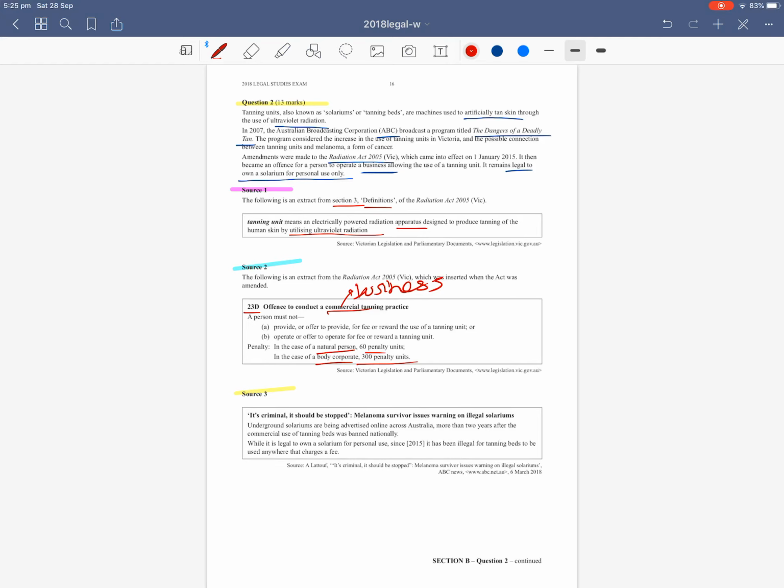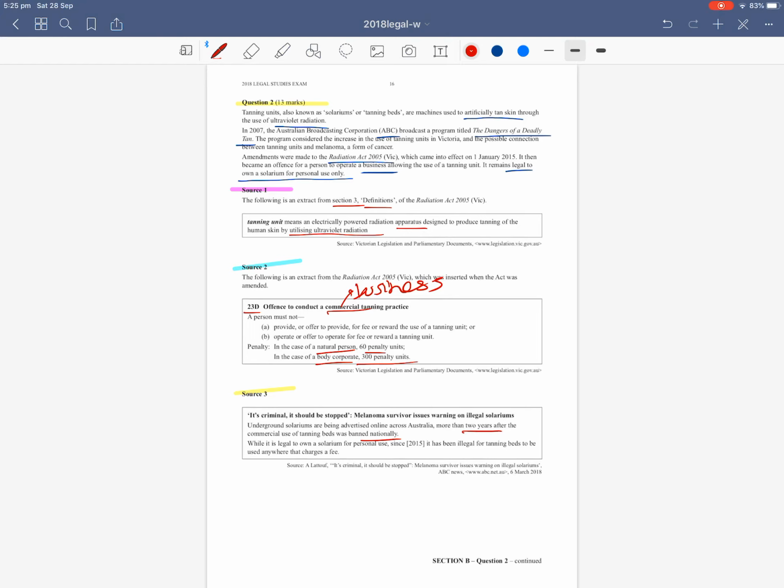Melanoma survivor issues warning on illegal solariums. Underground solariums are being advertised online across Australia more than 2 years after the commercial use of tanning beds was banned nationally. While it is legal to own a solarium for personal use since 2005, it has been illegal for tanning beds to be used anywhere that charges a fee.